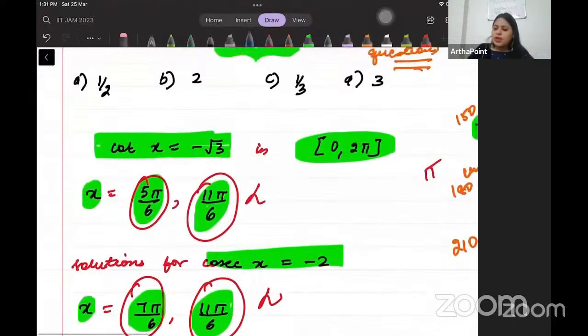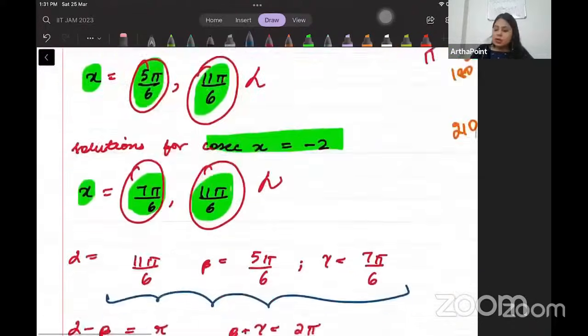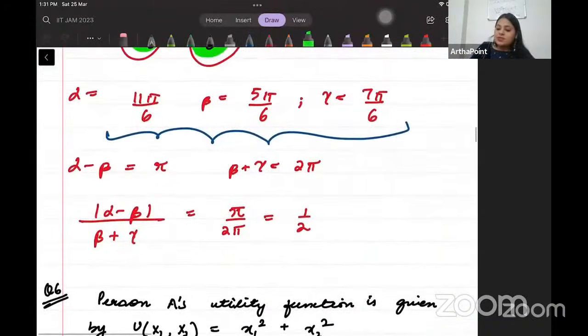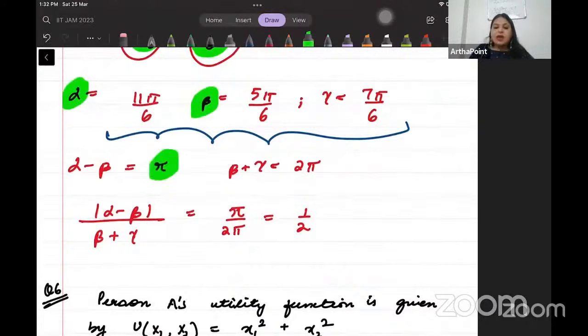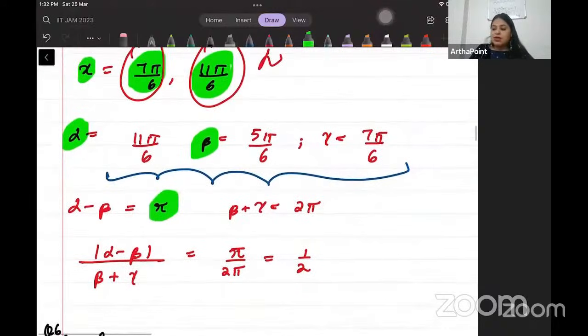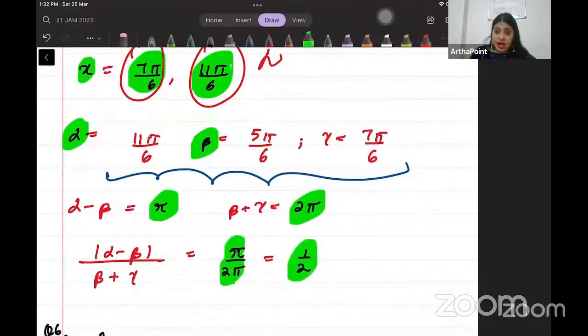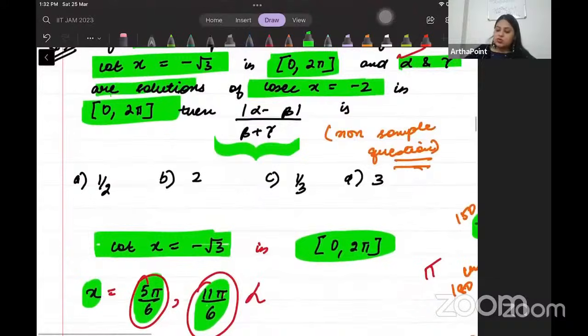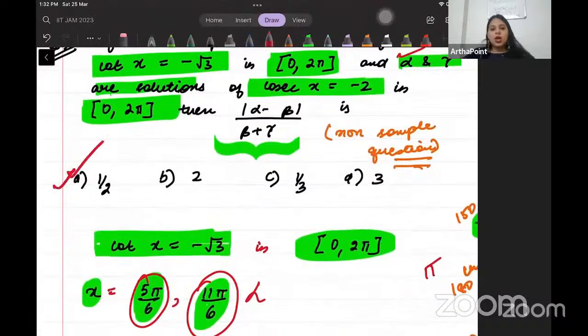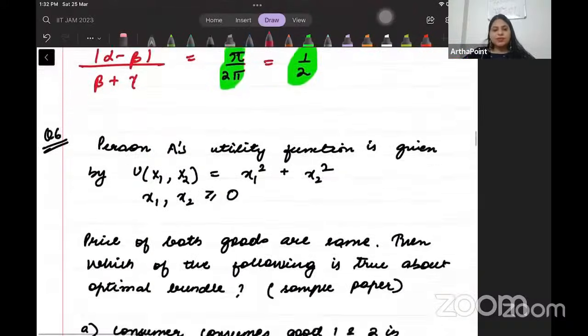Now it just says, find alpha minus beta upon beta plus gamma. So alpha minus beta will be 11 pi by 6 minus 5 pi by 6, 6 pi by 6, which is pi. And beta plus gamma will be 12 pi by 6, which is 2 pi. So when you find alpha minus beta upon beta plus gamma, it will be pi by 2 pi, which will be half. So we see that the answer to this is half. Okay, let's go to the next question.